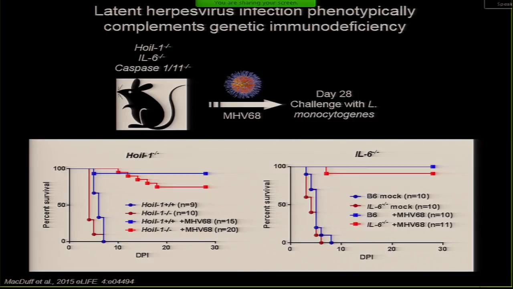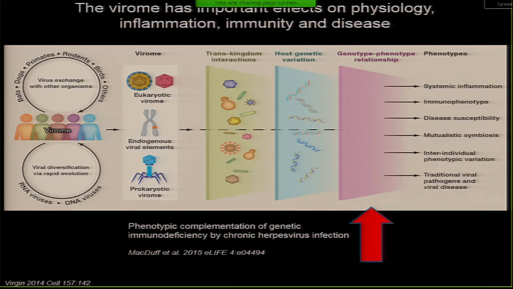The reviewers of this paper really didn't want to see it for just one gene, so they had us do it for caspase knockouts and IL-6 knockouts. Same thing happens. So multiple genetic immunodeficiencies can be reversed by chronic infection with one virus. So that's an example of an interaction in the genotype-phenotype relationship where a virus is altering the effect of a host gene, with a significant effect on biology.